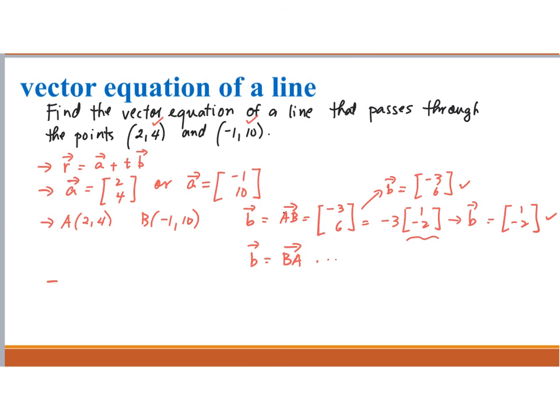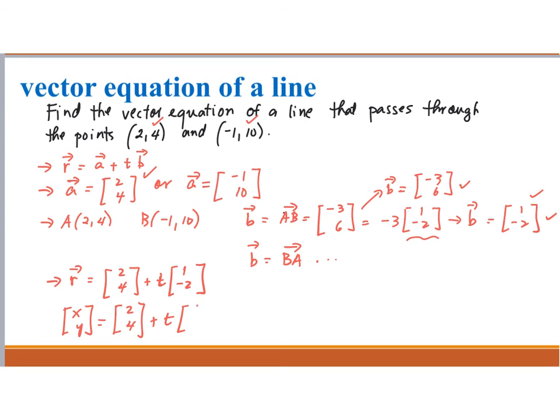So one possibility would be R equals, if I use this and this, 2, 4 plus T times 1, negative 2. And again, that's just one possibility. Because R is a vector, it will have an X component and a Y component, so it will be XY equals 2, 4 plus T 1, negative 2. The answer is either in this form or in this form. And again, that's just one possibility.